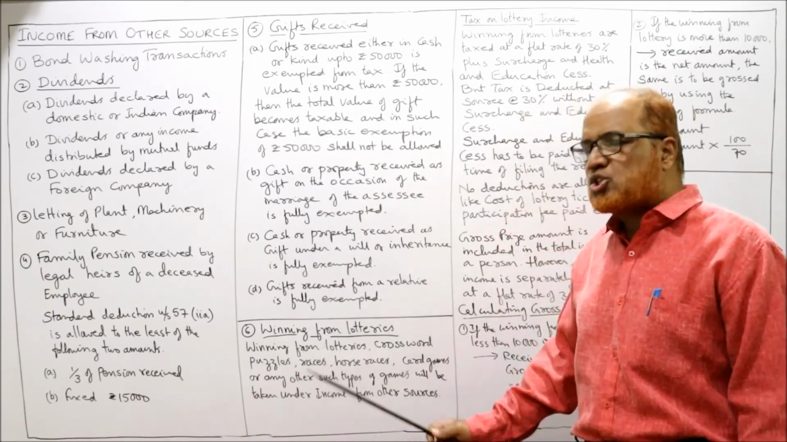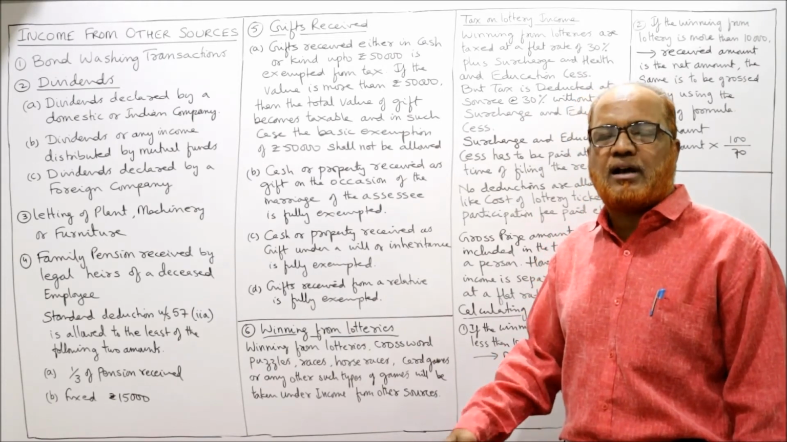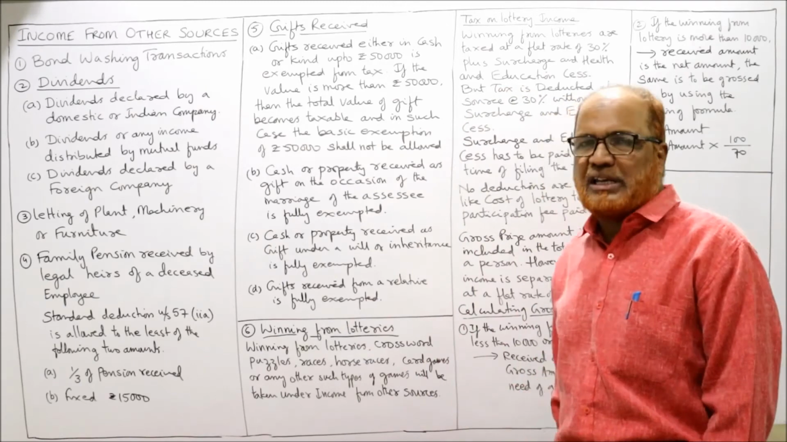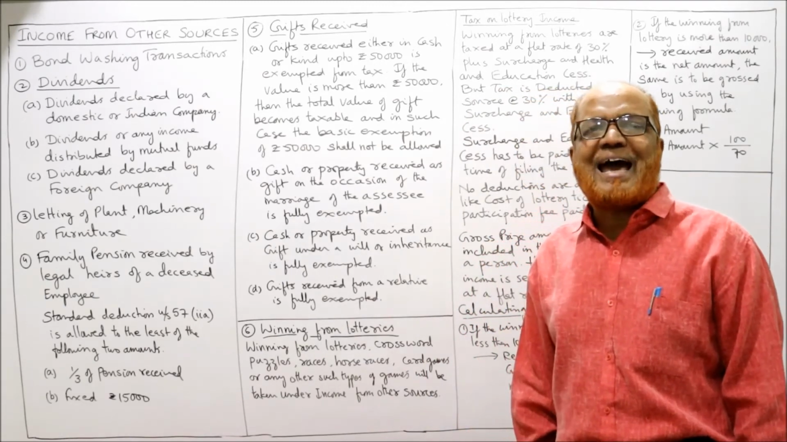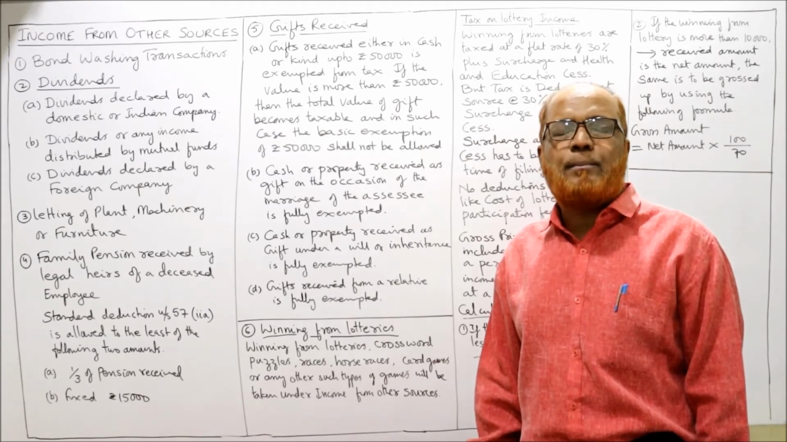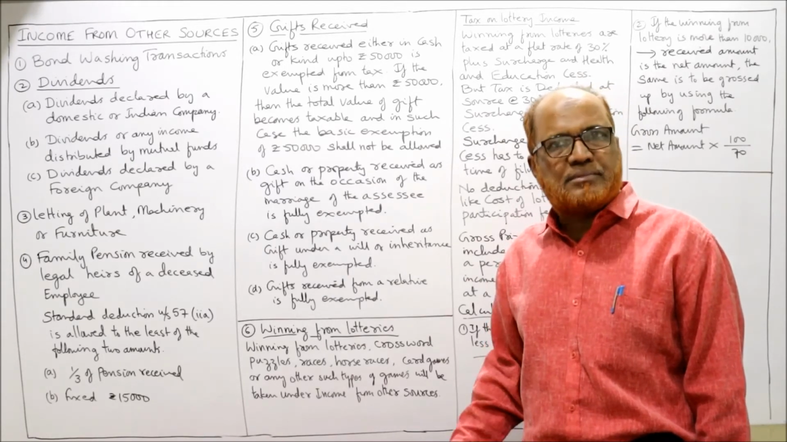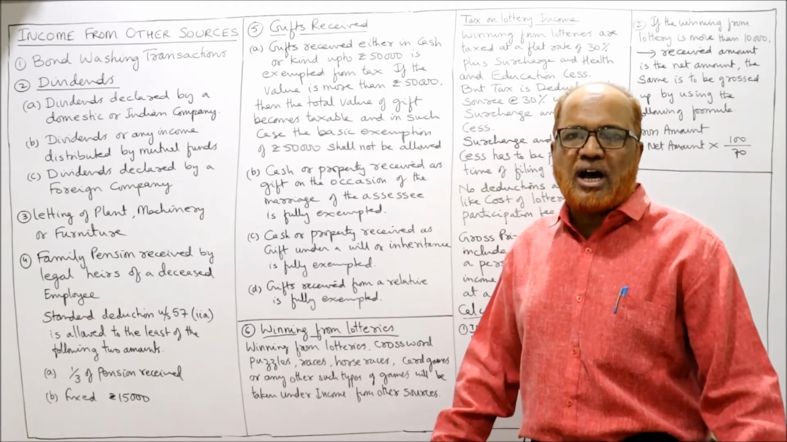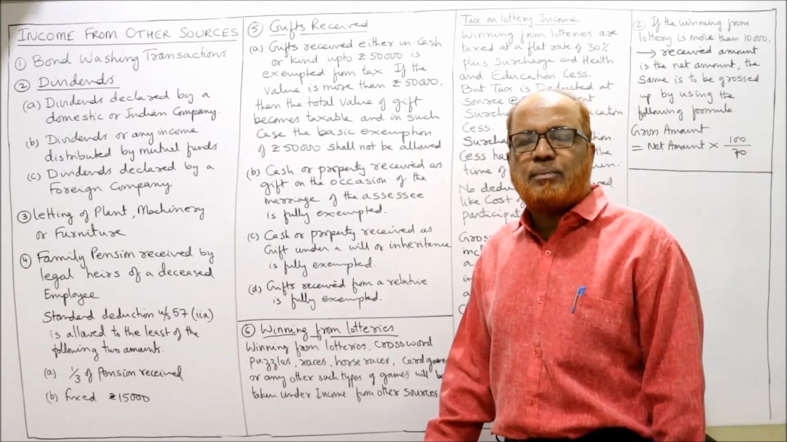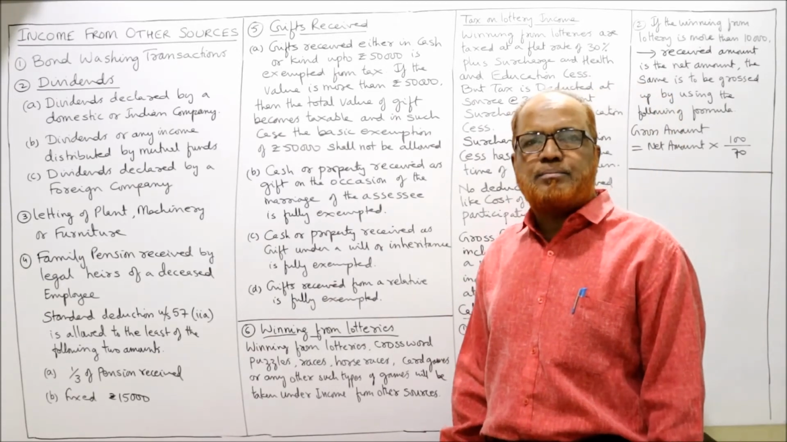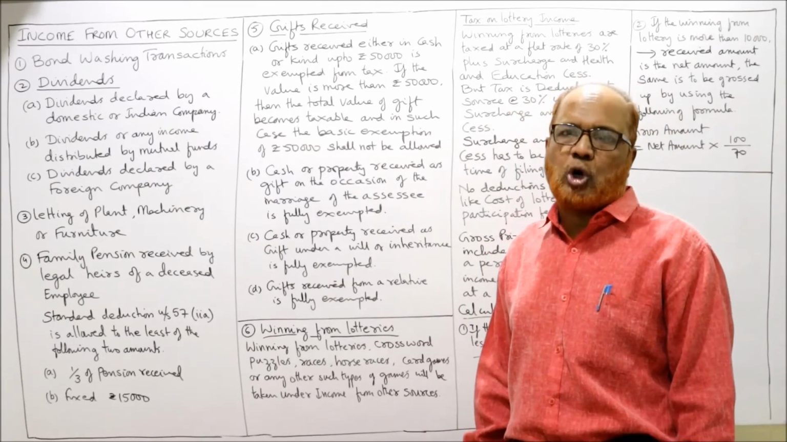Now I am coming to the next topic. Most frequently we will come across an item in income from other sources, that is winnings from lotteries. These are called casual incomes, meaning income which is earned by a chance element, by chance or luck. This type of income is called casual income. The best example of casual income is winning from a lottery.